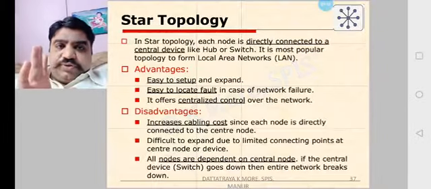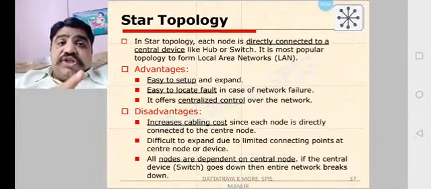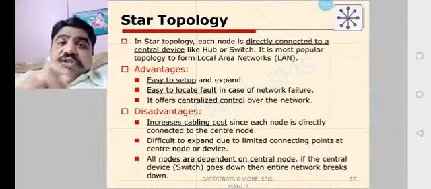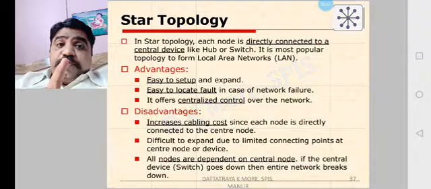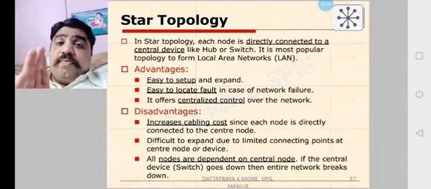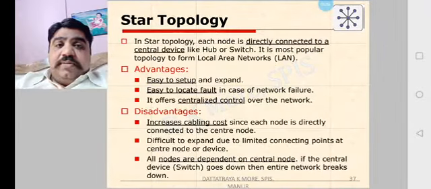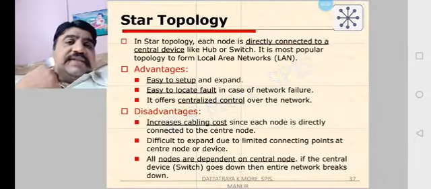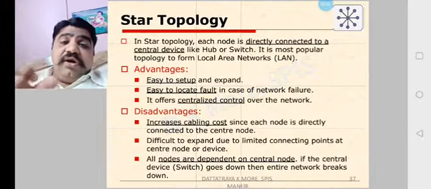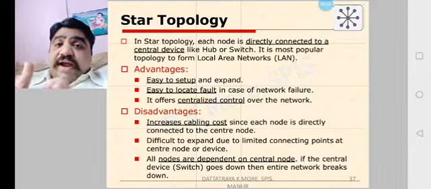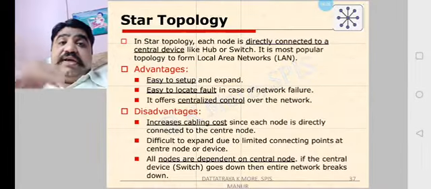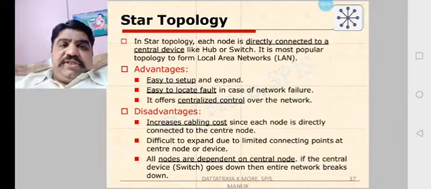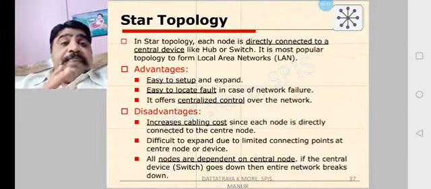In star topology, each node is directly connected to a central device like a hub or switch. It is the most popular topology to form a local area network, that means LAN. In the picture you can see that star shape. At the center one device is attached, a hub or a switch, and then through that all computers are separately connected individually. Advantages of star topology, let's see.